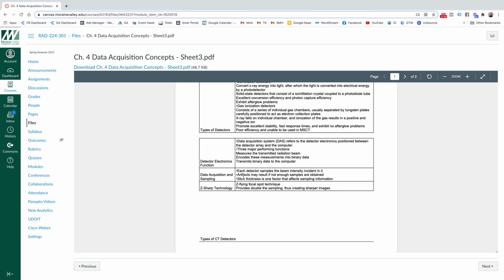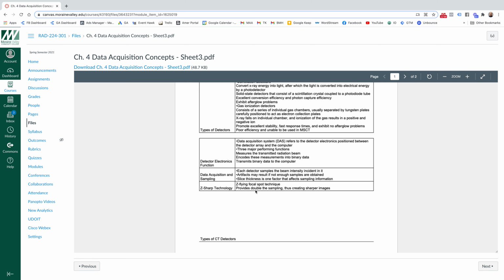Data acquisition sampling. Each detector samples the beam intensity incident on it. Okay, if there's artifacts, it may be a result of not enough samples. So data acquisition sampling we'll talk about a little bit more, but basically each detector is going to get one scan, and if it doesn't get enough scans or enough samples, then you get some artifacts. Kind of hard to see. That's where you get your, it's kind of like, what's the word, scattery or quantum mottle. Slice thickness is one of the factors that affects sampling information.